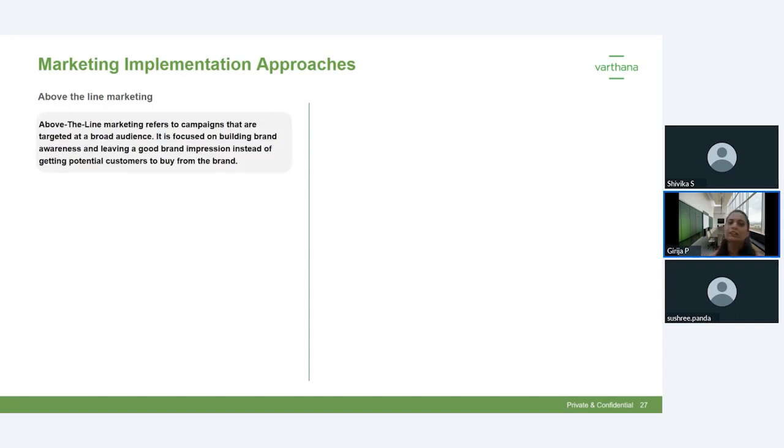In this, our long term goal is to create brand and community perception, and through above line marketing, you can build a perception about your brand, about your school. You create the identity, and you can make the parents aware about your school. In this, you're just informing the parents about your school. You're giving the information through different mediums to them.